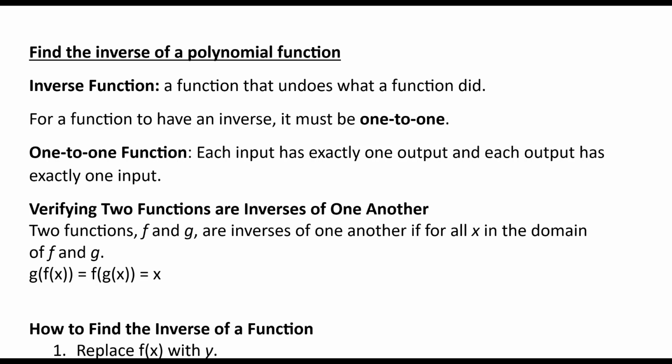Now we're going to find the inverse of a polynomial function. So the inverse is a function that undoes what the original function did. For a function to have an inverse, it must be one-to-one, and if it isn't one-to-one, we have to make it one-to-one. So just recall what a one-to-one function is. Each input has exactly one output, and each output has exactly one input.